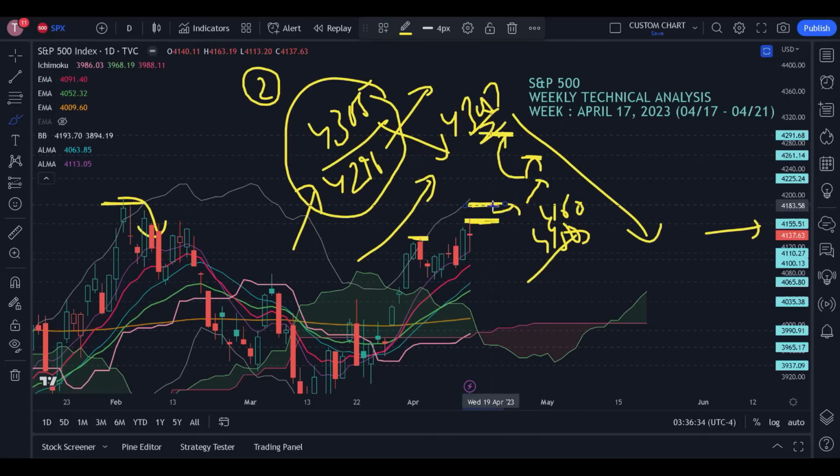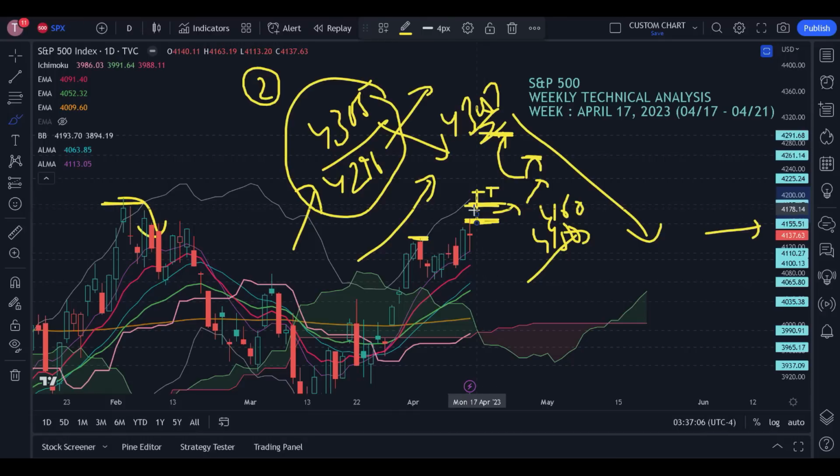Then we will have to see whether it is able to close above it for two candles, to make sure this is not a trap or a false signal. Then it can move further towards 4225, 4227 and so on. Any failure, meaning intraday we see that it has breached but again closed below 4185, would be a struggle.